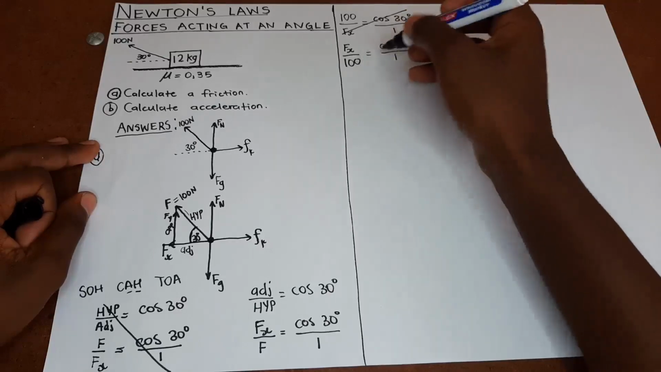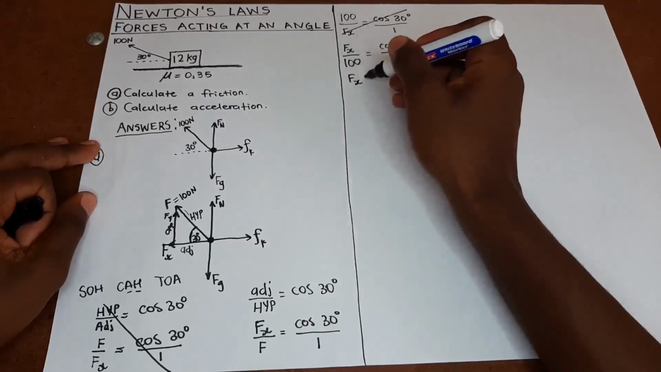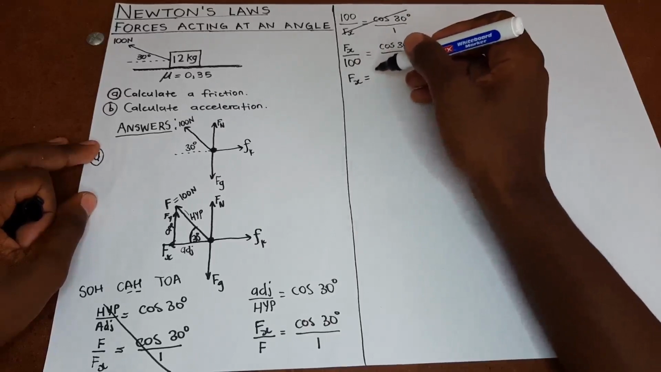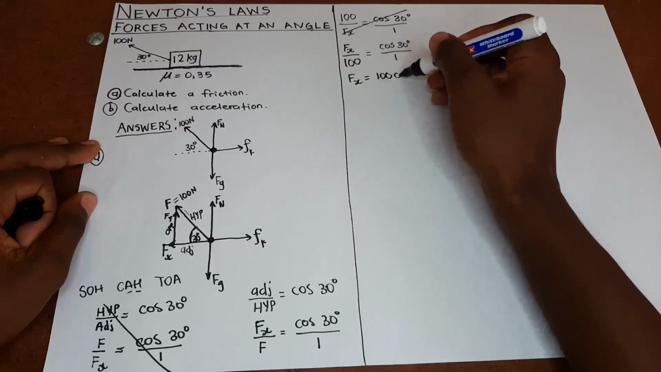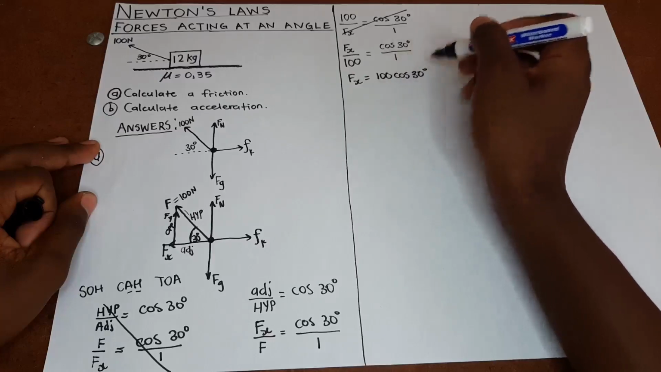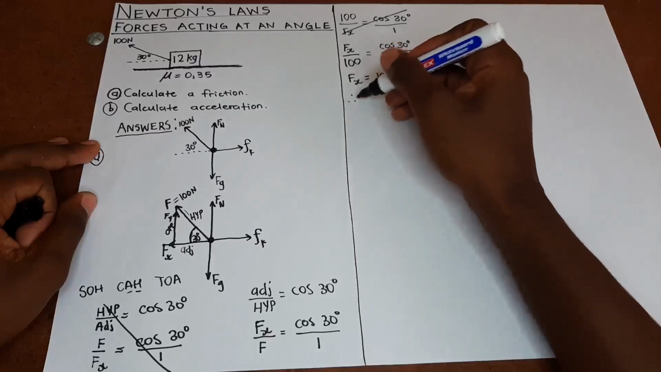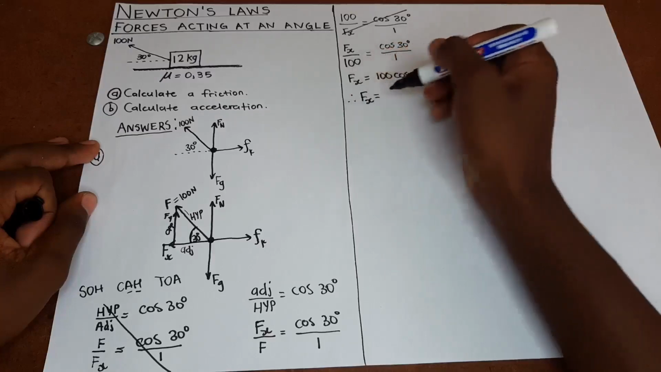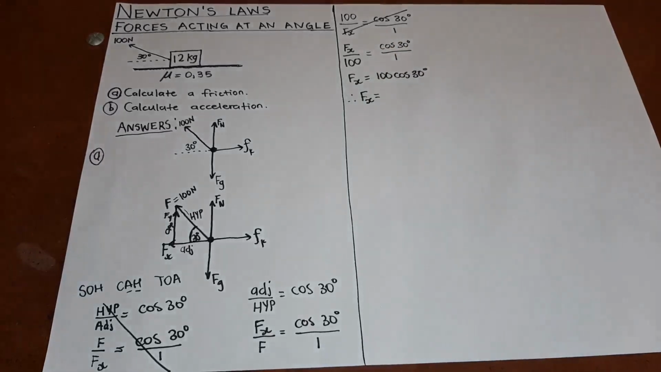Let's cross multiply, so this becomes Fx is equal to 100 cos 30 degrees. So press on the calculator: therefore our Fx is equal to 100 cos 30 degrees. Let me also press 100 cos 30 degrees.